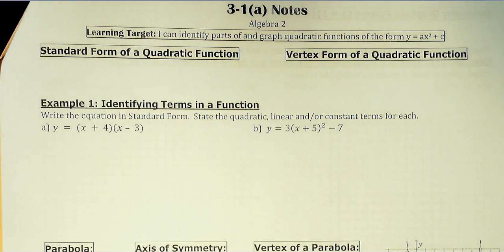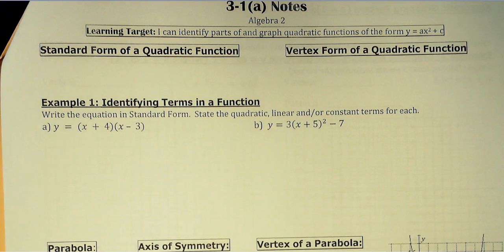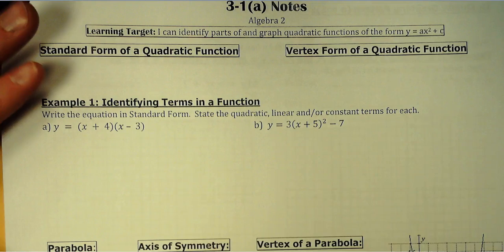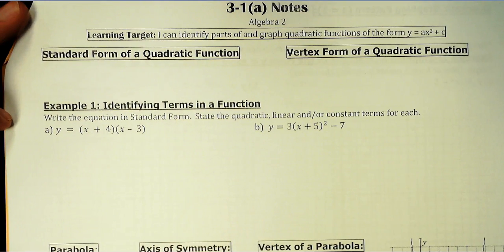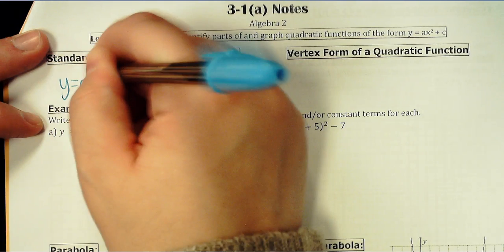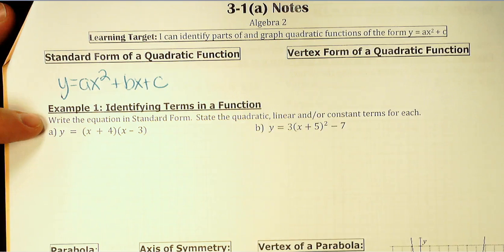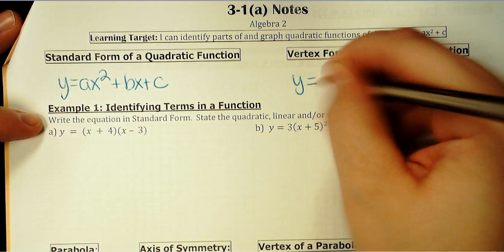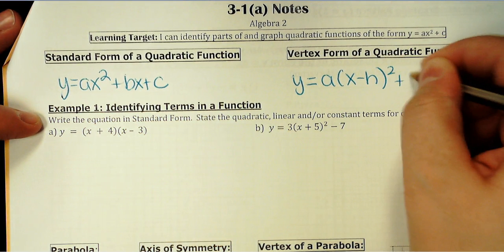All right, we're just going to start our third unit. This is all about graphing quadratic functions. So just to give you at the very top, there's two different forms that graphs can be presented to you in. One's called standard form, which looks like this: y equals ax squared plus bx plus c. And the other version is y equals a times (x minus h) squared plus k.